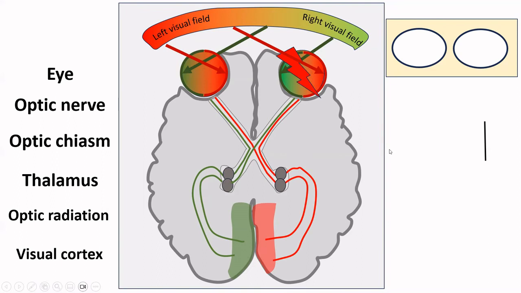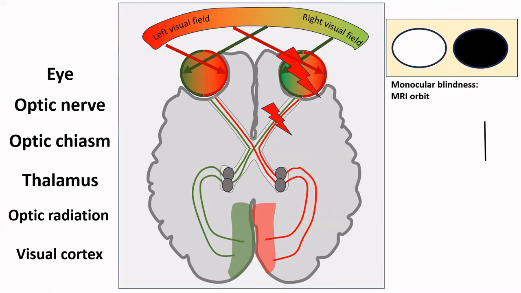Now, what happens if you have a lesion involving the eye or a lesion involving the optic nerve? Then you will have total blindness in one eye. This is called monocular blindness, and in a patient with monocular blindness, so blindness of one eye, it is important to perform a dedicated MRI of the orbits, because while a total brain scan is not really necessary, we don't expect to see a lesion in the occipital cortex in these patients. The lesion must be located somewhere over here.